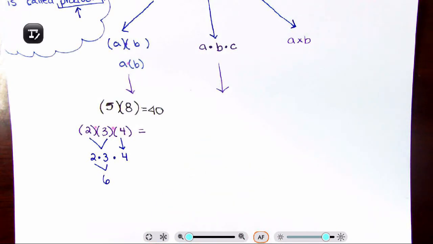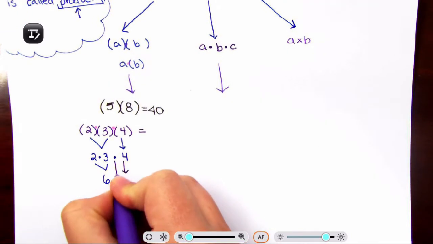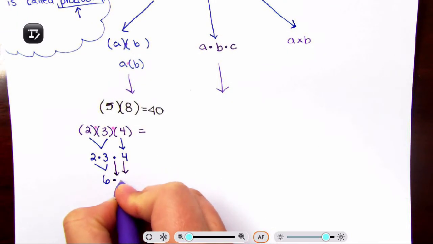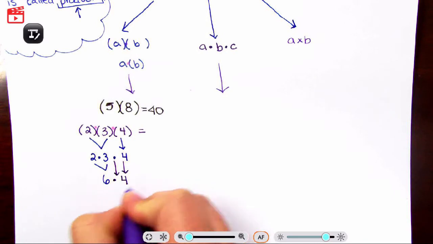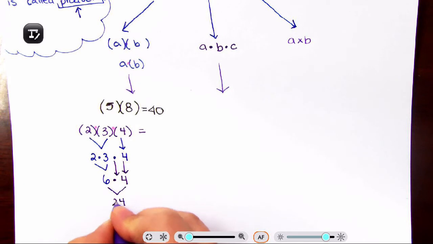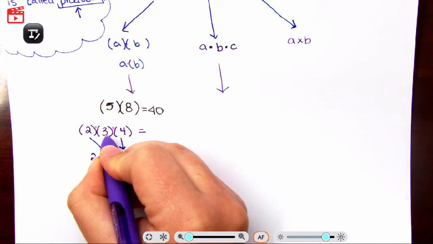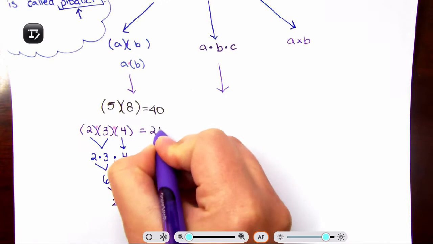I am not done because I also need to multiply by that 4. So I'm going to bring down that 4. And what am I doing? I'm also bringing down that dot for my multiplication. And now I have, what is 6 times 4? 6 times 4. And I like this one because it rhymes. It's weird, but 6 times 4 is 24. It rhymes. I know, I'm weird. So 2 times 3 times 4 is 24.